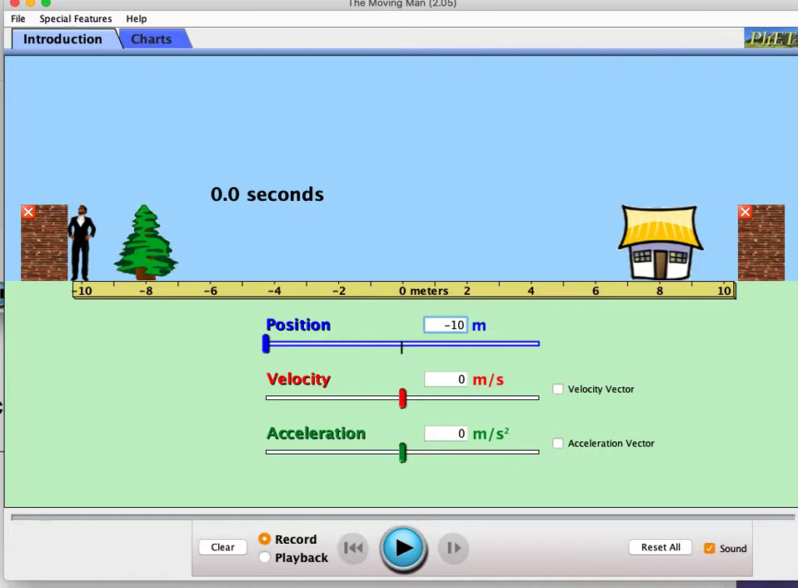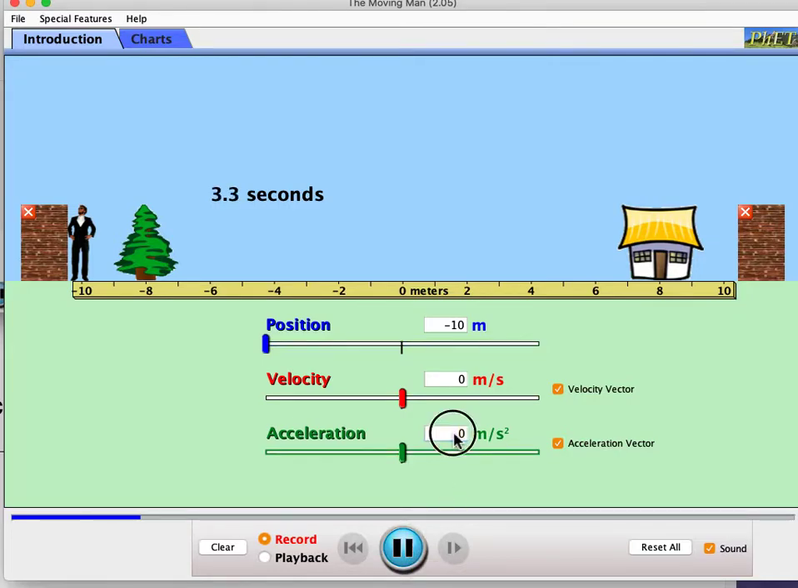Now let me make this person accelerate, and let's make it 1 meter per second. So let's see what that means. You have to look at both arrows. There's going to be a green arrow that's going to represent the acceleration, and a red arrow that's going to represent the velocity. And look at both of those.